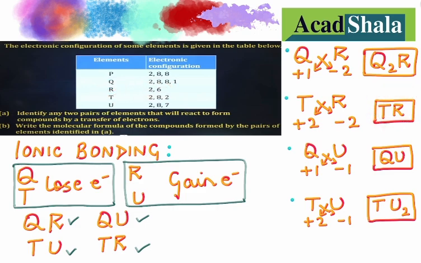Similarly, Q is 2, 8, 8, 1. It's a metal, so the valency will be +1. And U is 2, 8, 7, that is chlorine, and the valency will be -1. So QU. Same is the case with TU, that is TU2. Why? Because T has +2 valency, and U has -1 valency. Then by the crisscross method, we get the formula as TU2.